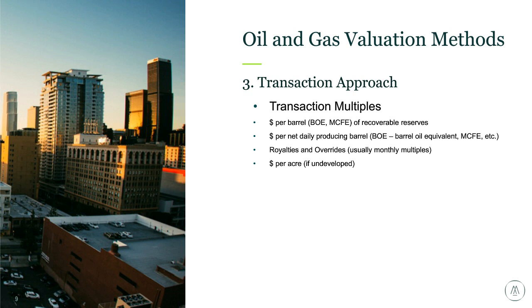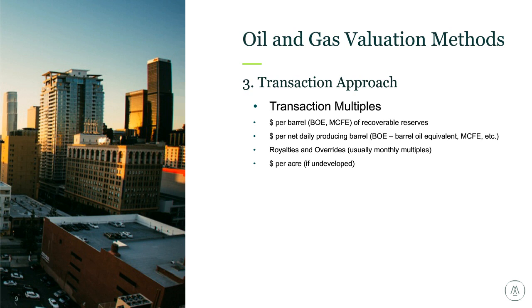A more recent way, and when I say more recent, the past few years, people are looking at it from a dollars per net daily producing barrel, and that'd be net. So if you had a 70% net revenue interest lease or 75, and production in that area was selling for, you know, $30,000 a barrel, your net interest times $30,000 a barrel would give you an approximation of fair value.